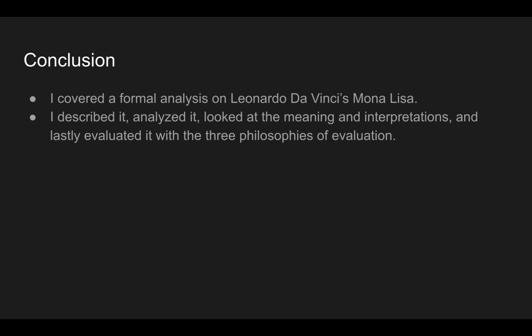Conclusion. Now we have covered and completed a formal analysis on the great work of Leonardo da Vinci's Mona Lisa. I specifically described the work in great detail, looking at its formal qualities, its subject, and the facts about the painting. Then I dove deep into an analysis of the painting, looking specifically at the principles of design used and how the elements of design used help create the principles of design that were used. Following the analysis, I broke down the meaning of the piece and looked at common interpretations. Lastly, I evaluated the piece using the three philosophies of evaluation and concluded that it could best be evaluated with the formal theory.